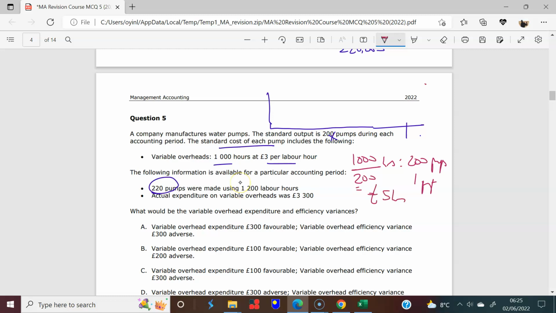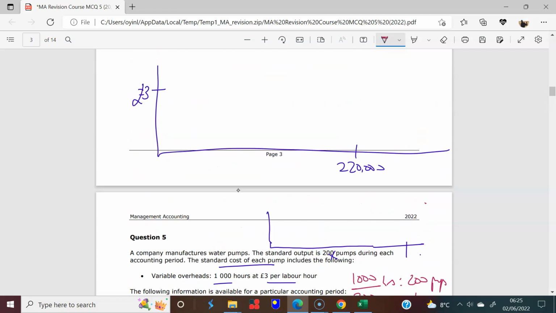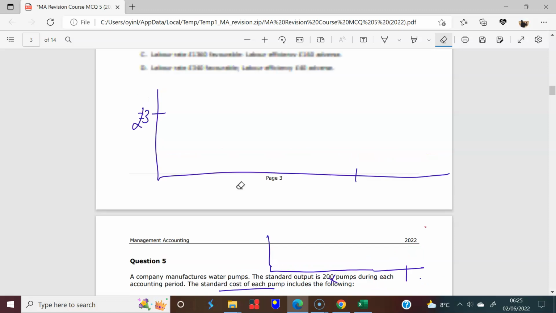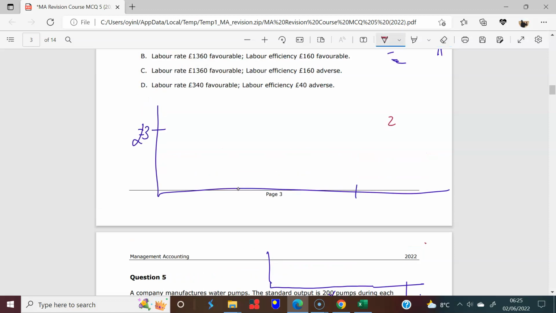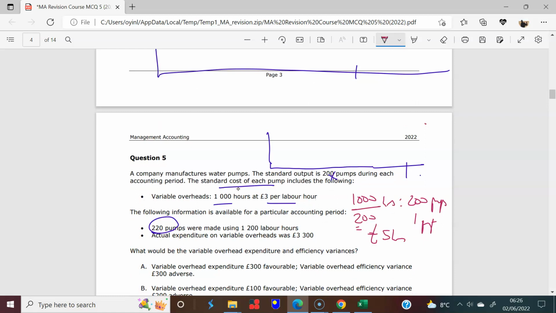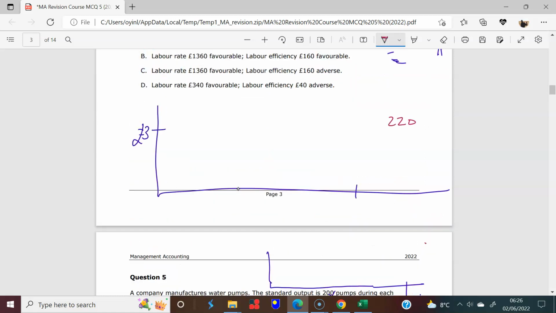So yeah, forgive me if this was totals. I thought this was per pump. The way this looked, I thought this was per pump because it said each pump. But just looking at this, it's per pump. So you need 5 hours to make each pump. So if we're talking about 220 pumps, which is what this question is saying you made, well, you should be using 220 times 5. The point is I'm always trying to get the standard.